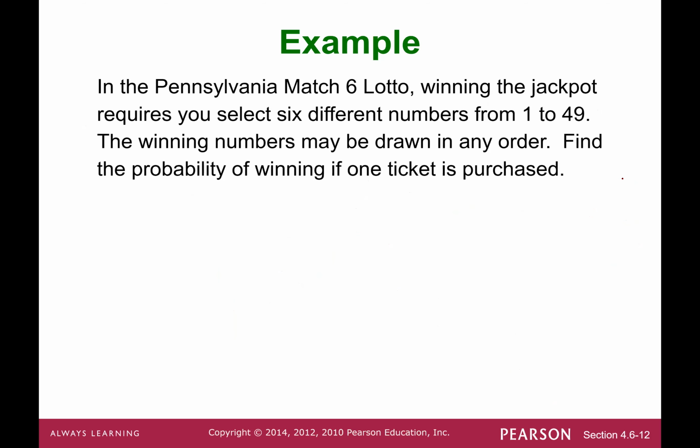All right, now let's take a look at this. In the Pennsylvania Match 6 lottery, winning the jackpot requires you to select 6 different numbers from 1 to 49. So pick 6 numbers out of 49 numbers. How do we know it's 49? You do 49 minus 1, adding 1, meaning including the first one. So we have 49 total numbers.